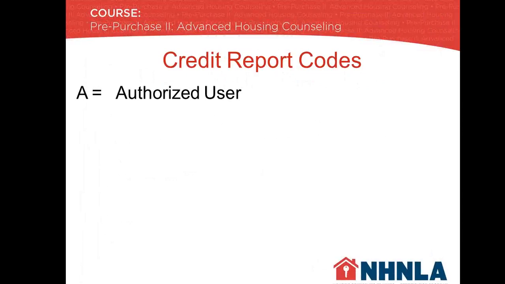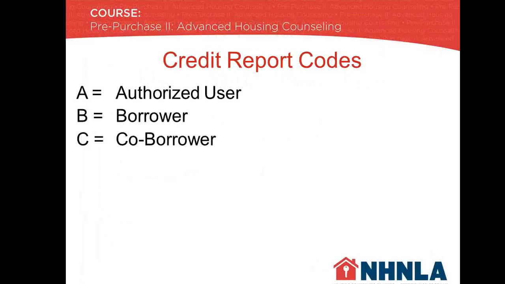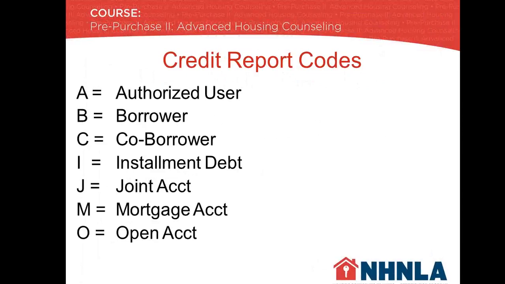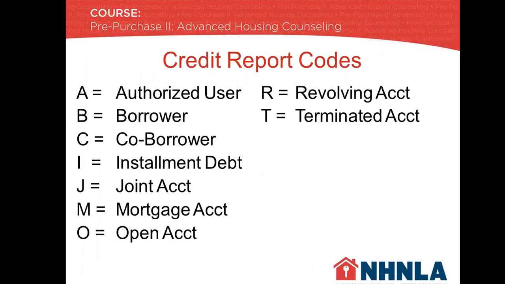As you reviewed the report, you would have noticed that A stands for the authorized user and B for the borrower. You may have seen also that C is for the co-borrower. I is for installment debt like car loans and mortgages. The letter J indicates a joint account. The letter M, a mortgage account. When you see the letter O, that indicates an open account. R, a revolving account. The letter T means the account is terminated. And finally, the letter U stands for undesignated account.